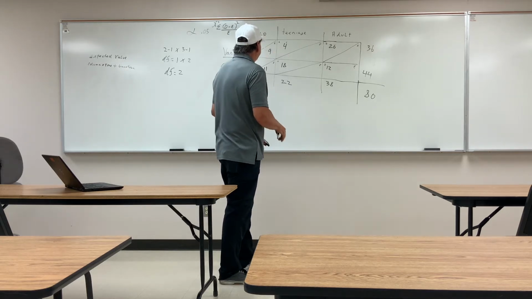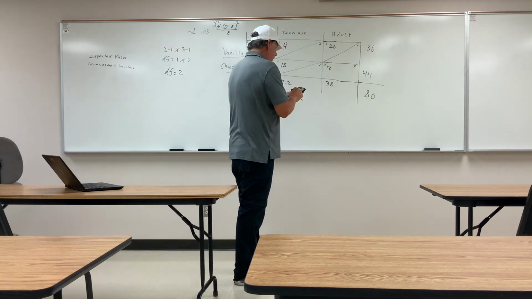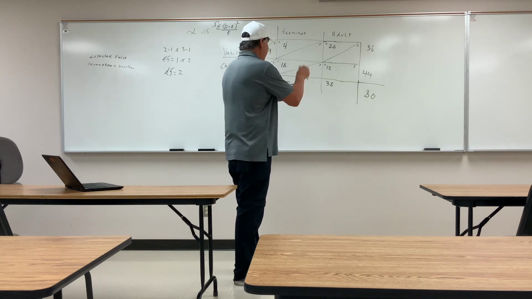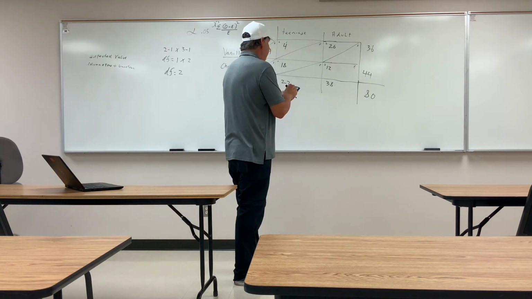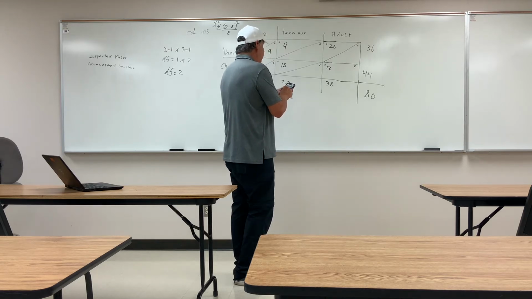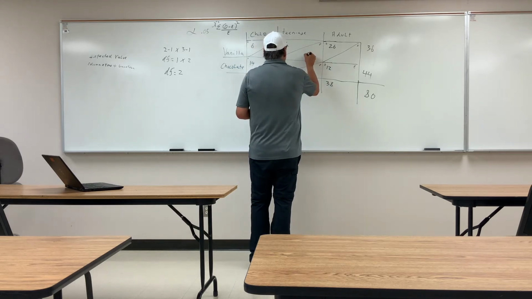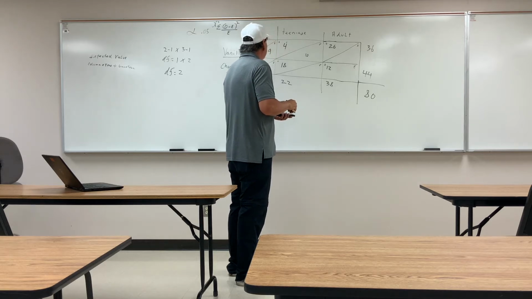So I'll do the same thing for teenagers here. I'll take 22 and I'll multiply that by 36. 22 times 36 is equal to 792, and then I'll divide that by 80. That gives me 9.9. So I'll round that up to 10 because I'm dealing with people.